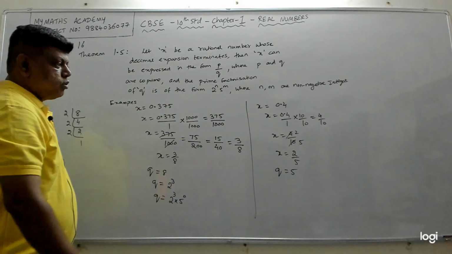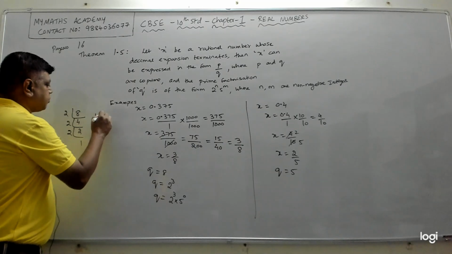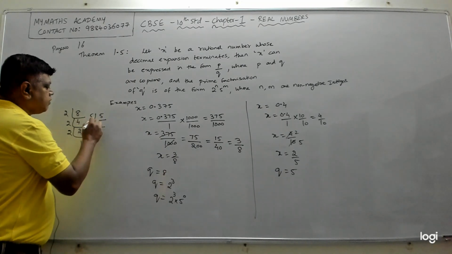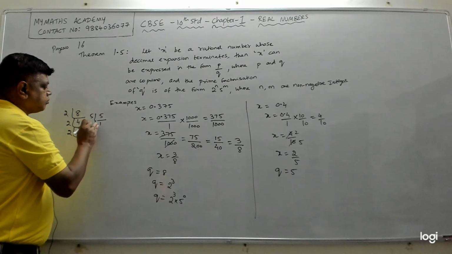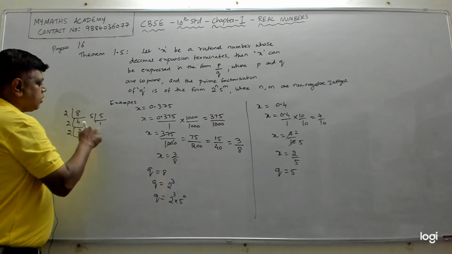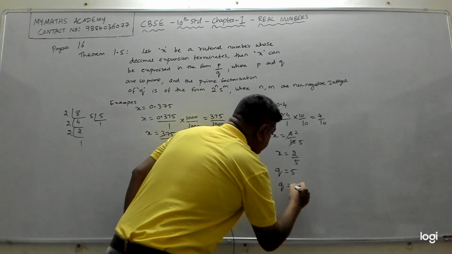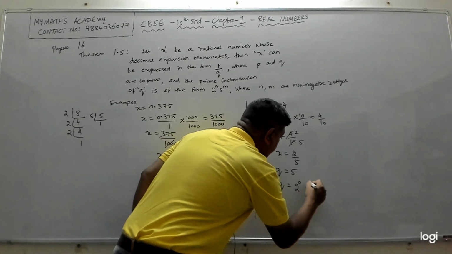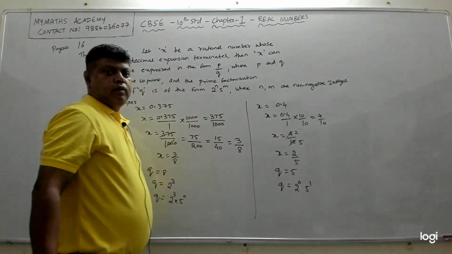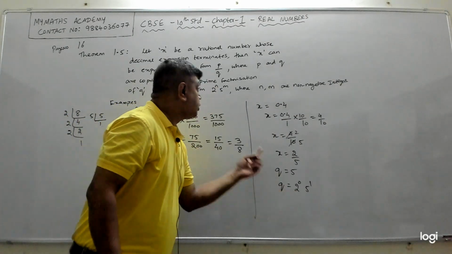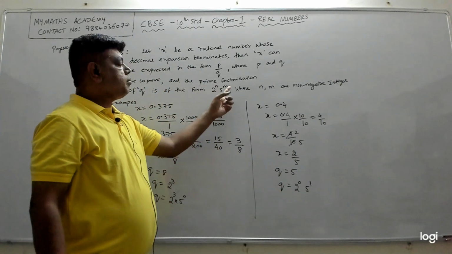Q is 5. So if I do the prime factorization for 5, 5 ones are 5 only will come, which means q is 5. Then I can write q as 2 power 0 into 5 power 1. 5 means 5 power 1. Now we have expressed q in the form of 2 power n, 5 power m.